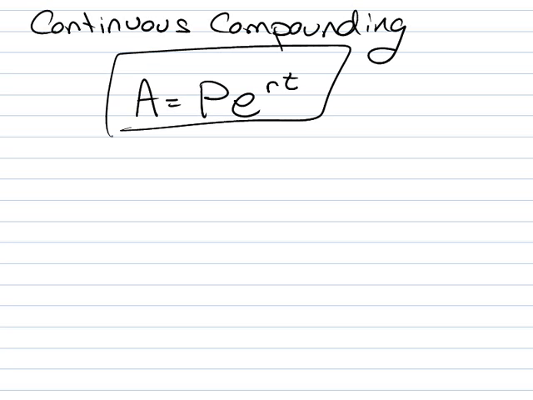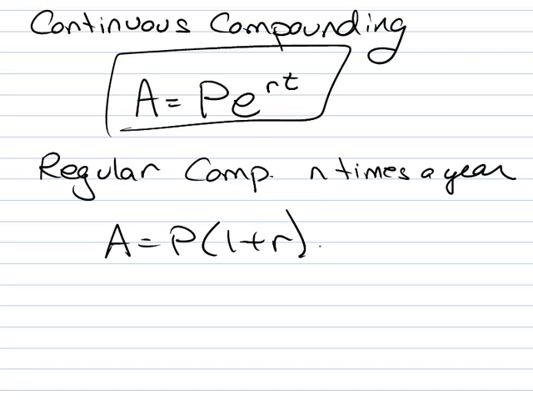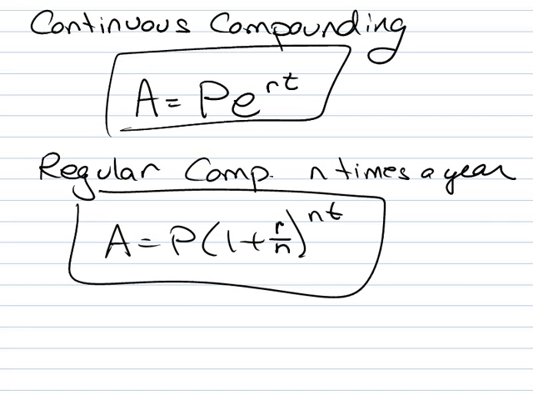So we're going to do some examples using that formula, and so this is regular compounding, n times a year. Remember, that's A equals P times (1 plus R over N) to the N T. So we're going to use these in the next set of examples.